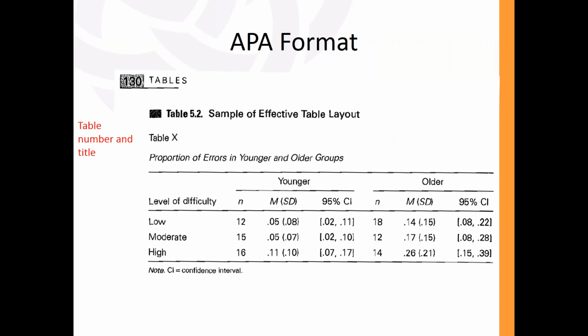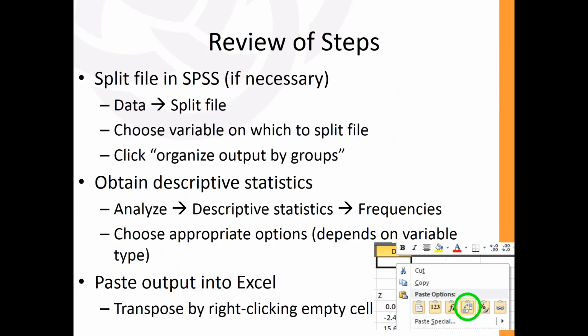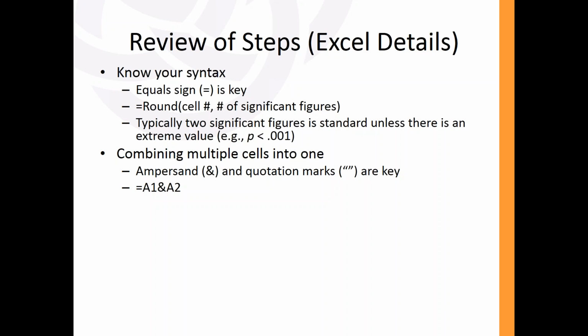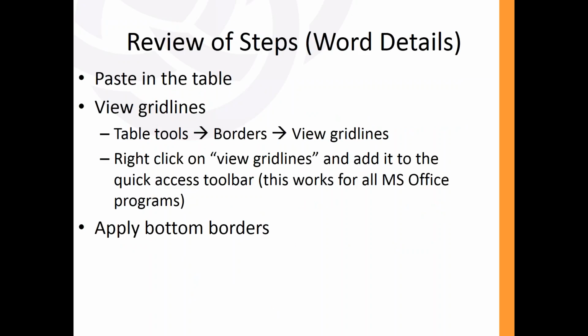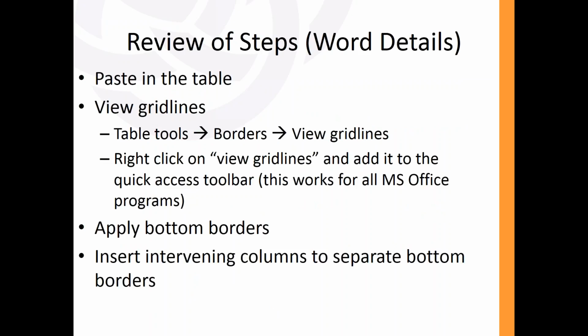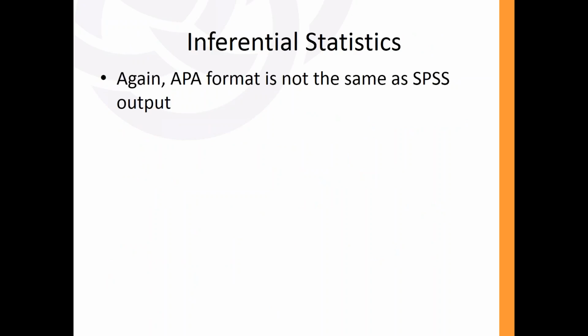And let's talk about inferential statistics. Okay, we talked about Excel. In Word, we have the borders. We've got the intervening columns to separate bottom borders, and we apply those cell margins. We did all that. For inferential statistics, this is relatively quick. So again, APA format, not the same as SPSS output, so we have to figure that piece out.